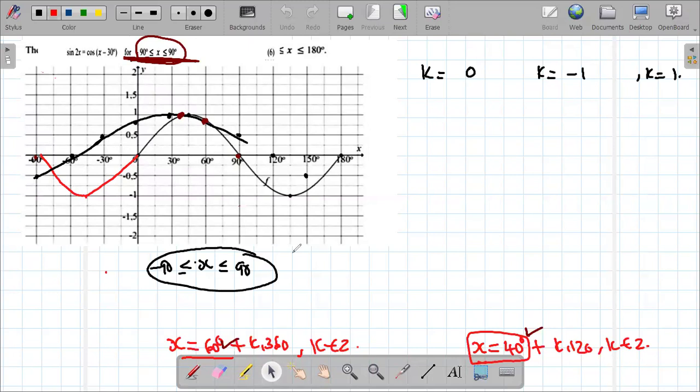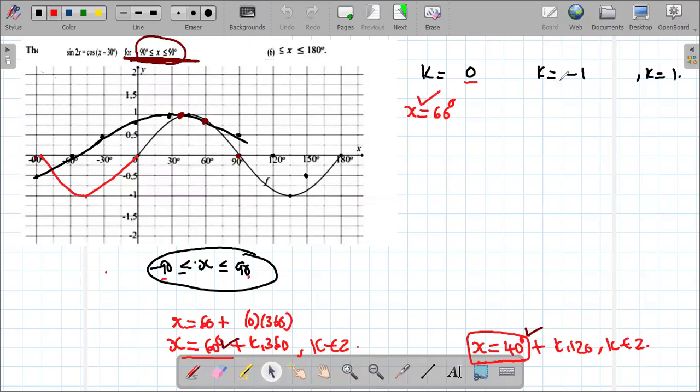If K equals 0, what is our answer? X equals 60 plus 0 multiplied by 360. Can you see that our answer will be X equals 60? And my question is, does 60 fall between negative 90 and 90? And it's yes. So the first answer is this.